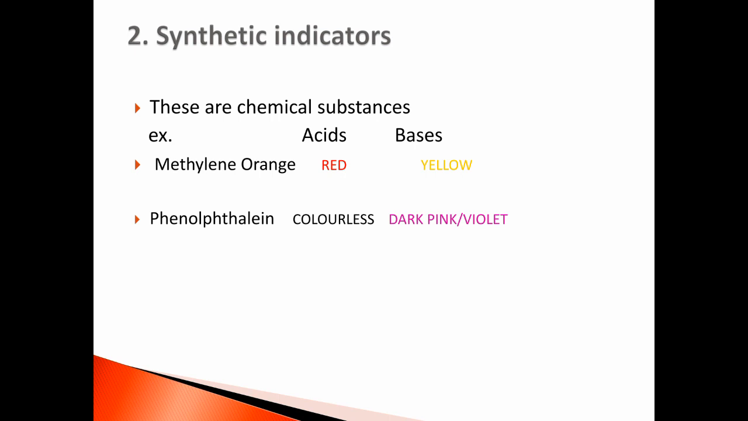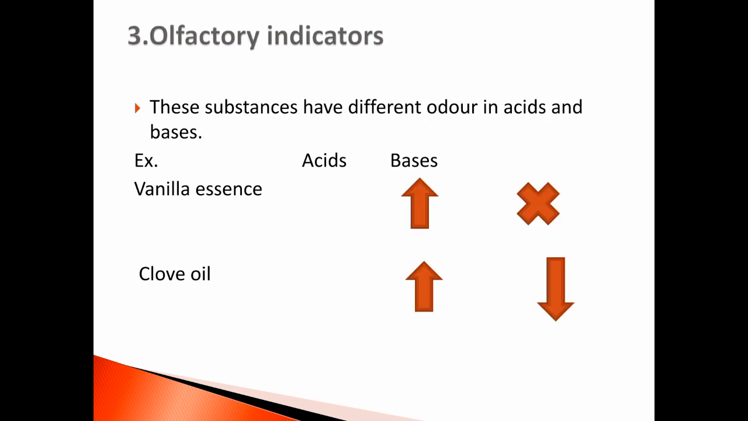So finally comes the last topic of the day, that is olfactory indicators. These indicators are the substances which give different odor or smell in acids and bases. For example, the smell of vanilla essence enhances or increases in presence of an acid, but there is no smell in presence of base. Similarly, when acid is tested with clove oil, the smell is increased but reduced in presence of bases.